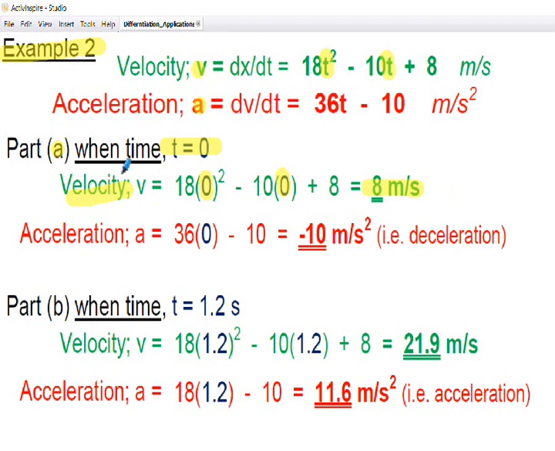We're going to do the same for the acceleration. Time t is equal to 0 again. We just simply put a 0 wherever we see a t in the acceleration equation. That gives us minus 10 meters per second squared, which is actually a deceleration in this case.